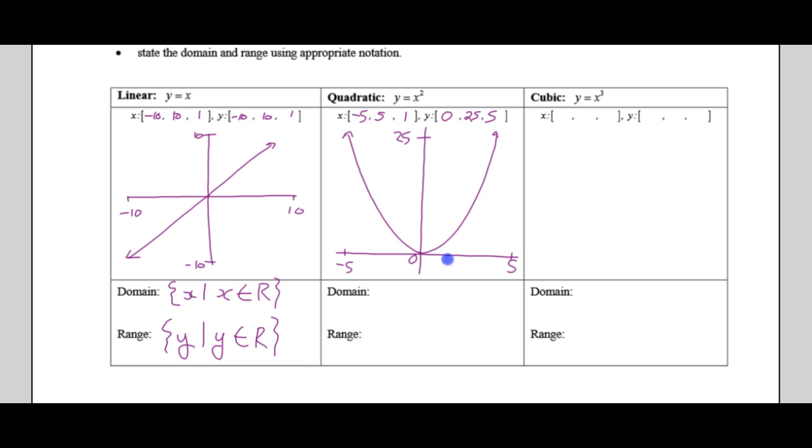What's the domain of this? Is there any number that you cannot square? Can I square negative 1,012? Can I square negative 2? Can I square 2? Can I square pi? Yeah, you can square any number. So what's the domain?